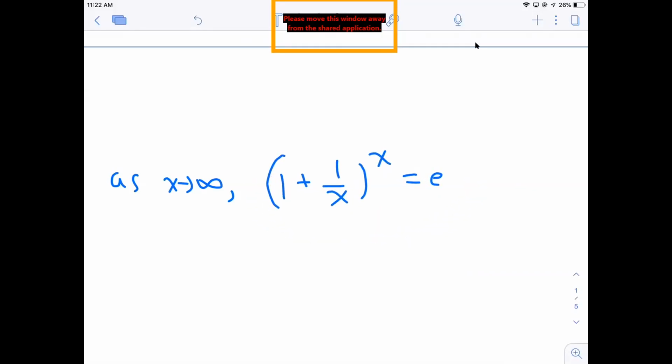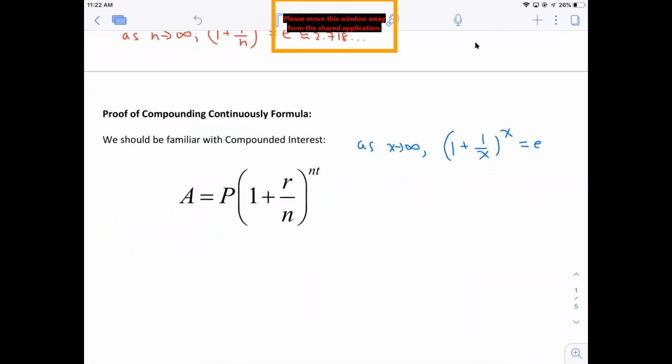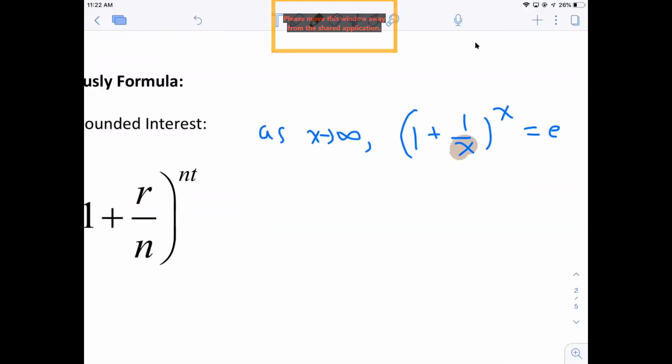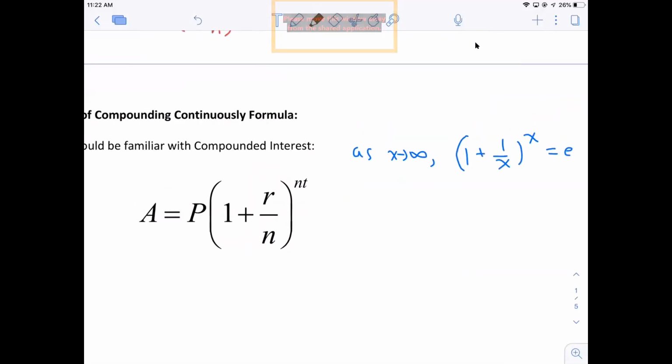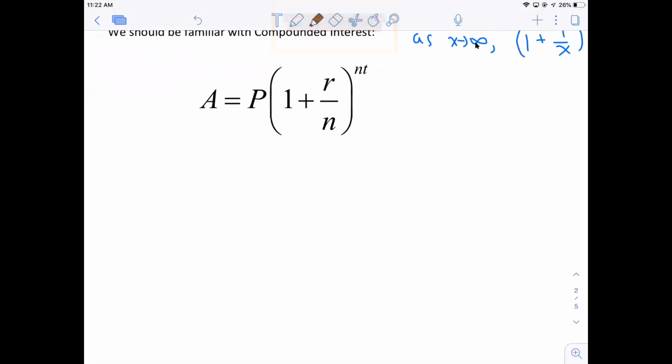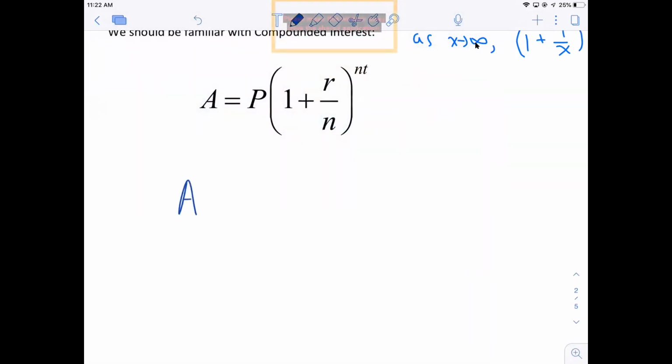Just like before. All right. So I'm using a different variable here. I'm using x instead of n because n is already in this formula and I don't want to get mixed up. All right, so first thing I'm going to do is I'm going to say a equals p times 1 plus.